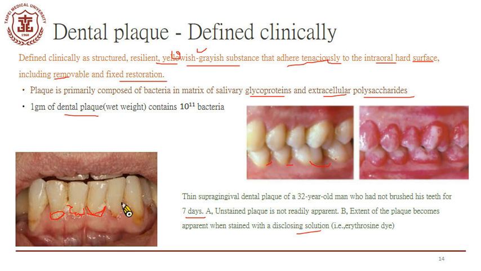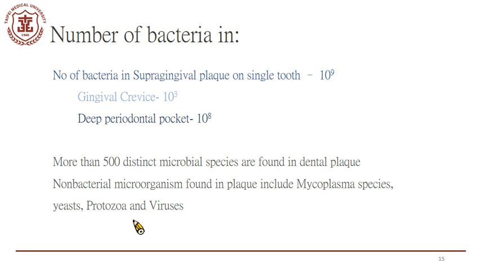Of course, we know that we have a sulcus from anatomy. And if we have the sulcus 1-3 millimeters, if the plaque goes inside that sulcus, that's subgingival. And if we have just a little bit of mixture, because of course it's really hard to make a line between supra and subgingival when we take that plaque to see it, that will be a gingival crevice kind of bacteria. So more than 500 distinct microbial species are found in dental plaque. Microorganisms found in plaque include Mycoplasma species, yeast, protozoa, and viruses. So it's a mixture of everything.